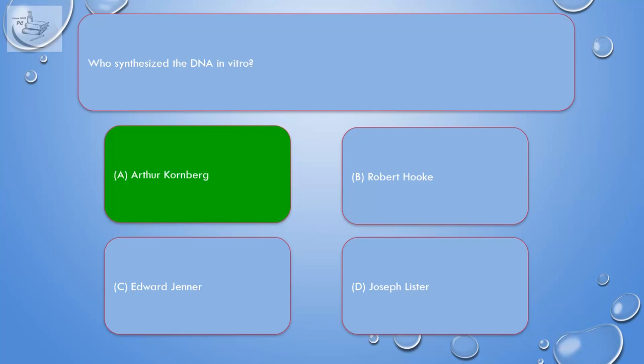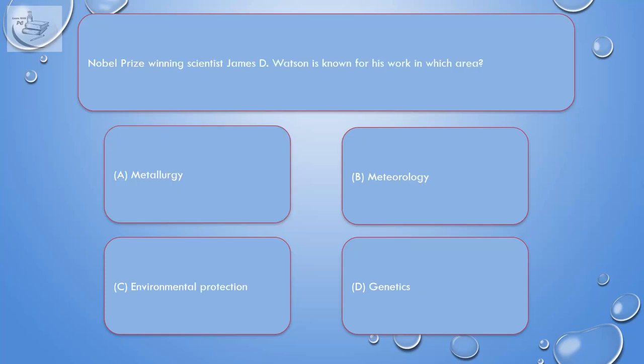Correct answer is A. Arthur Kornberg. Question: Nobel Prize winning scientist James D. Watson is known for his work in which area? A. metallurgy. B. meteorology. C. environmental protection. D. genetics.